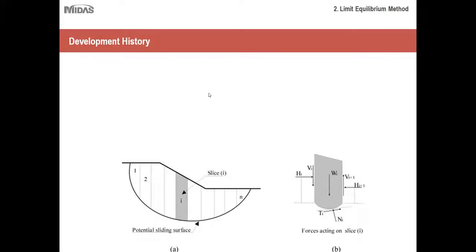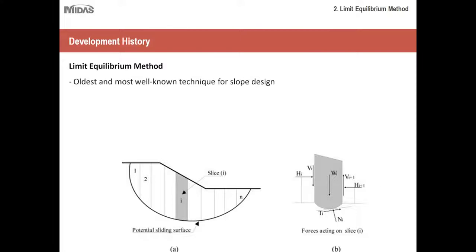Okay, so let's talk about the development history of this method. It is the oldest and most well-known technique for slope design. For those of you who've worked extensively with slope stability analysis, this should be nothing new to you. It's been around for well over a century. It was the first technique that was used or pioneered to analyze the stability of slopes. And because it's so old and so well known and recognized, it's currently the most widely used technique for slope stability analysis.